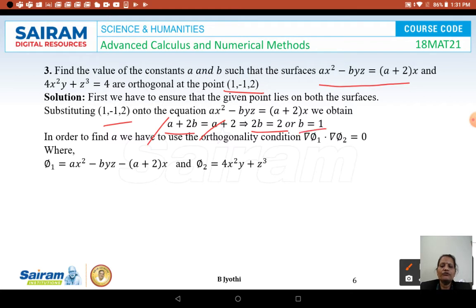In order to find the value of a, we have to use the orthogonality condition that del phi 1 dot del phi 2 is equal to 0. So phi 1 is given by ax squared minus byz minus a plus 2 of x, and phi 2 is given by 4x square y plus z cube. These are phi 1 and phi 2.